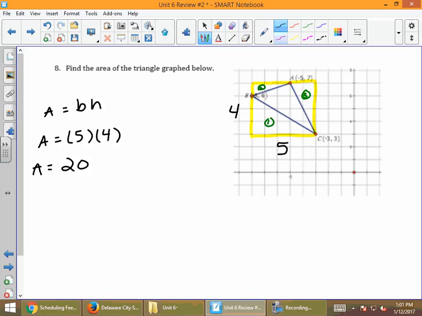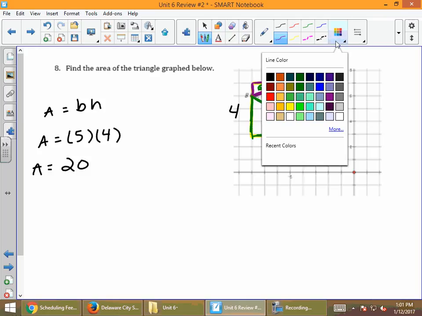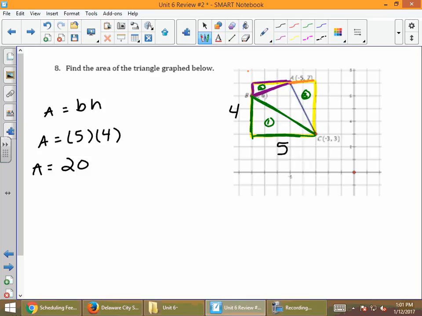After you do that, your next step, find the area of these triangles right here. You're going to find the area of this green triangle, the area of this purple triangle, and then the area of the orange triangle. 3 triangles right there. Okay? And like we said, the area of a triangle is 1/2 base times height.